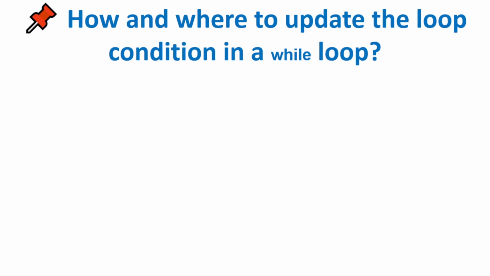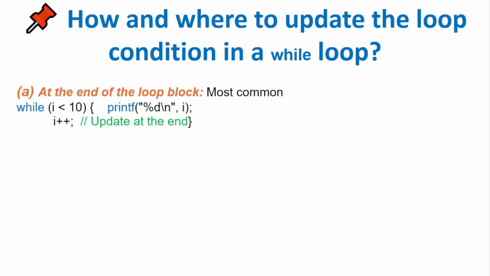Number 7, how and where to update the loop condition in a while loop. Update methods. You can update the condition inside the loop body using variable increment or decrement, logic change based on input, flag variables, or break conditions. Placement options. A, at the end of the loop block.